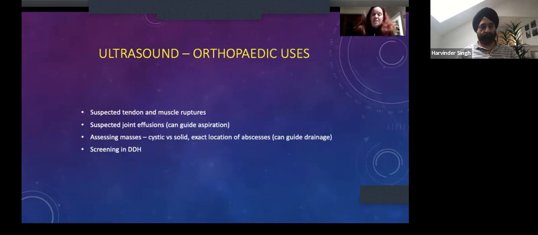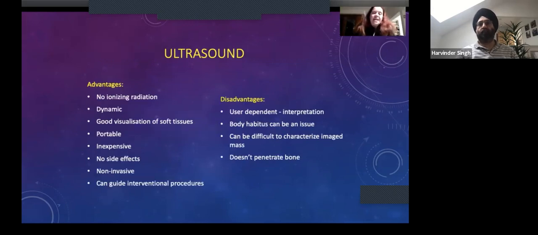Ultrasound is used in suspected tendon and muscle ruptures. It can be used with joint aspirations and looking for joint effusions. It's used in assessing lumps and masses and can look at abscesses. And it also has its use in screening in DDH. The advantages are that this is a modality without any ionizing radiation. It's dynamic, so the patient can be moving their arm or leg while the scan is performed. It shows soft tissues well, and it can be brought to the patient. It's inexpensive, has no side effects, and isn't invasive, and it can be used to guide interventional procedures.